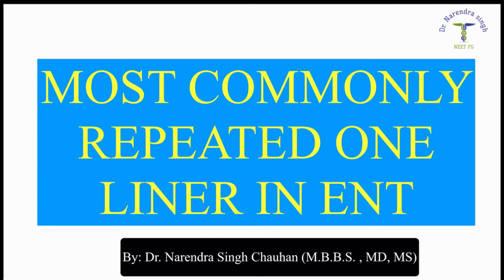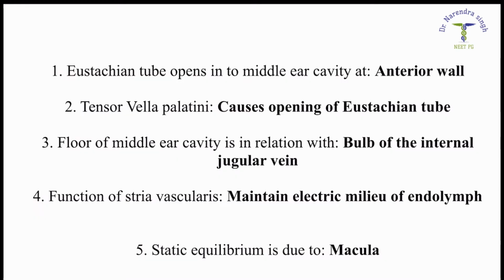So, beginning today with question number 1, which says, "Eustachian tube opening into the middle ear cavity is." The Eustachian tube opening in the middle ear cavity is at the anterior wall. This Eustachian tube is also known as the pharyngotympanic tube, which connects the nasopharynx with the middle ear cavity, and it opens into the anterior wall of the middle ear cavity.